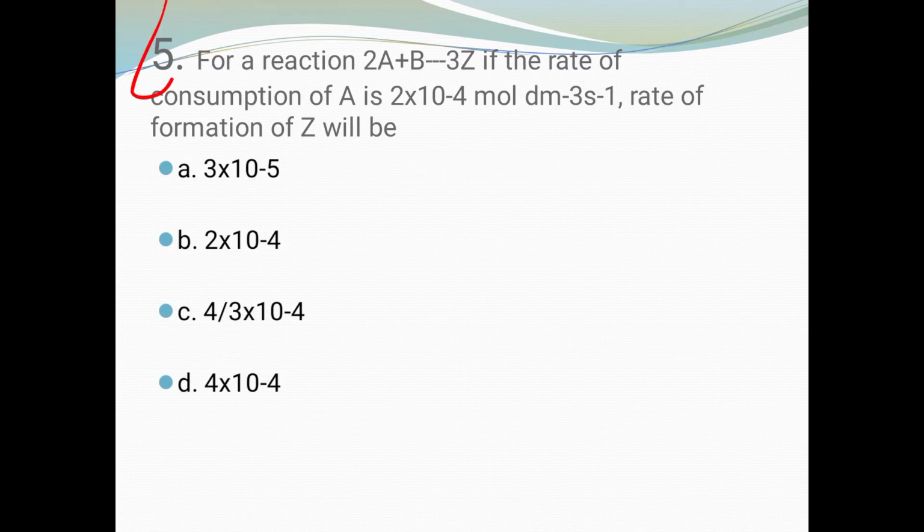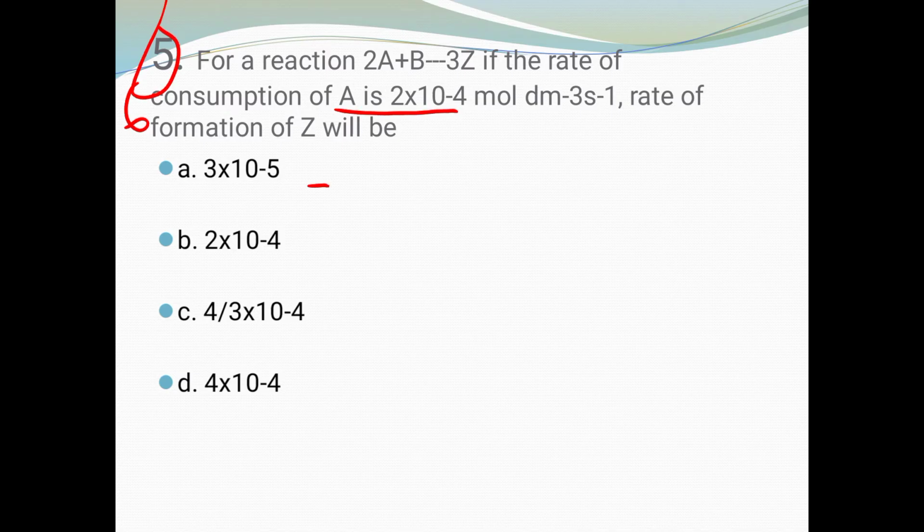This is your sixth question, sorry. For a reaction 2A plus B giving you 3Z, if the rate of consumption of A is 2 into 10 to the power minus 4, the rate of formation of Z will be. This is a very basic question. It is mostly covered in the first year syllabus.